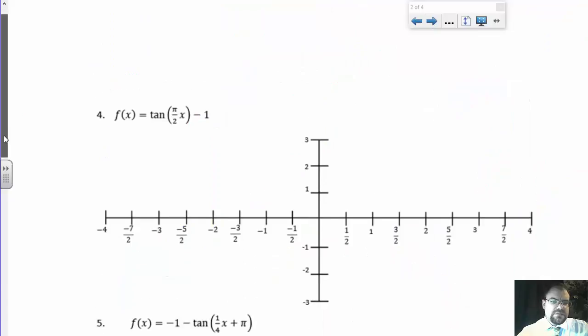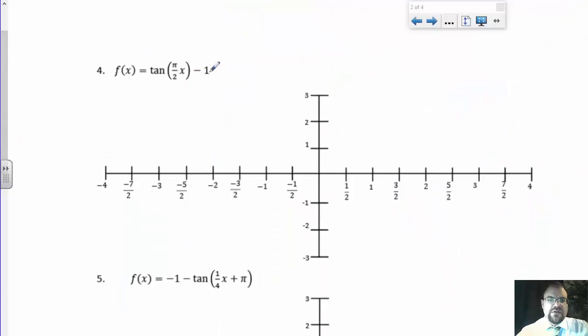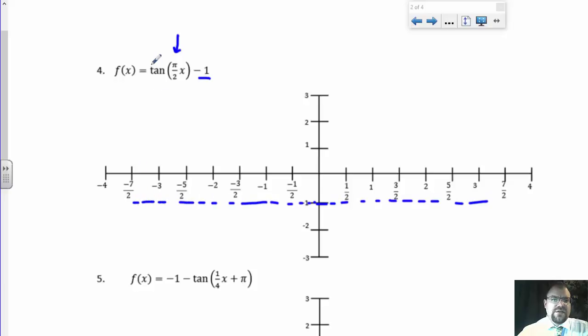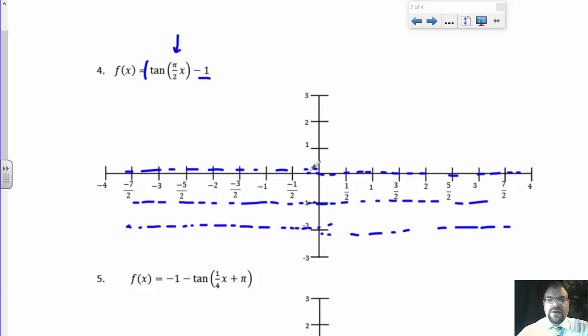All right. And let's keep going with this. This is a really simple graph. The only thing tricky about it is we put a pi here on this b value. So that's the only thing that's going to be kind of weird. So we're going to say the center line is at -1. I can tell that the coefficient of tangent is 1, so that means I'm going to go up 1 from the center and down 1 from the center. Kind of like this. All right.